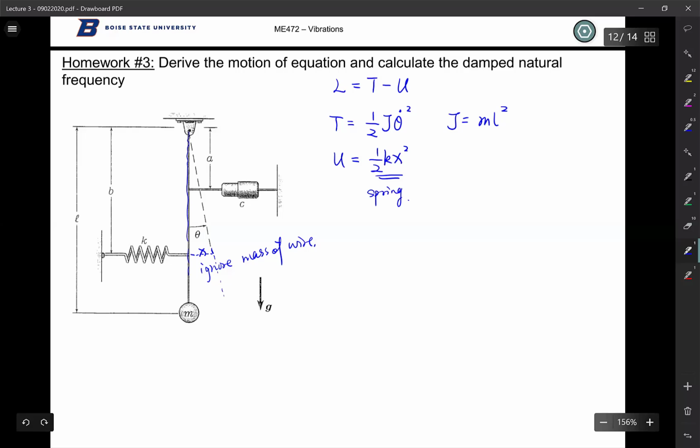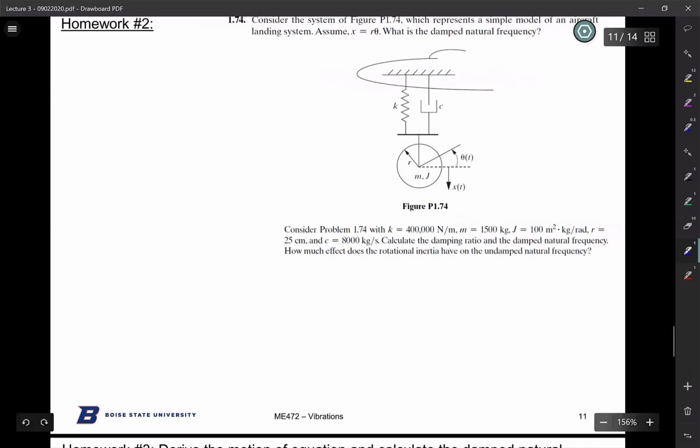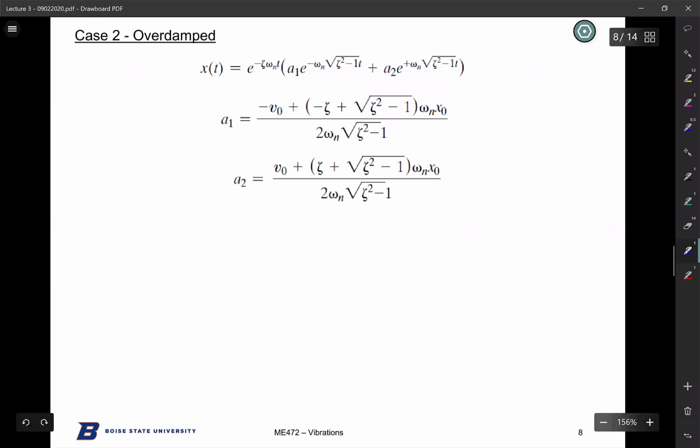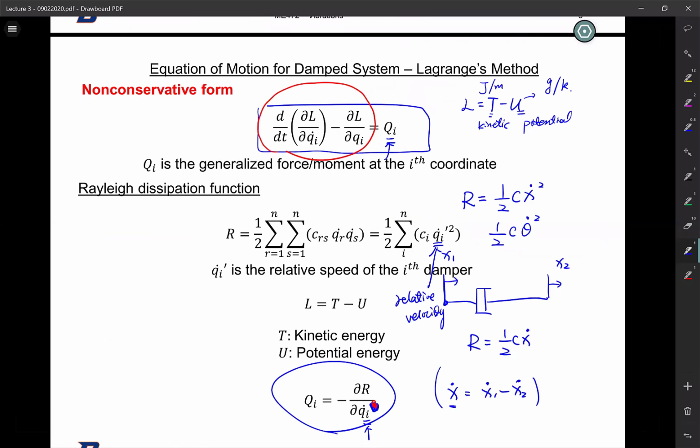Professor, I had a quick question. Can we scroll back up one page real quick? Back up to the notes, sorry. So the two x dots that we have for the relative motion: if we had a spring and a damper, is the x dot 2 the damper and x dot 1 the spring?